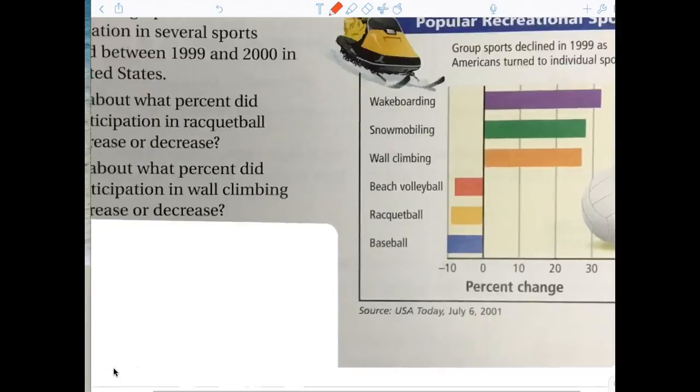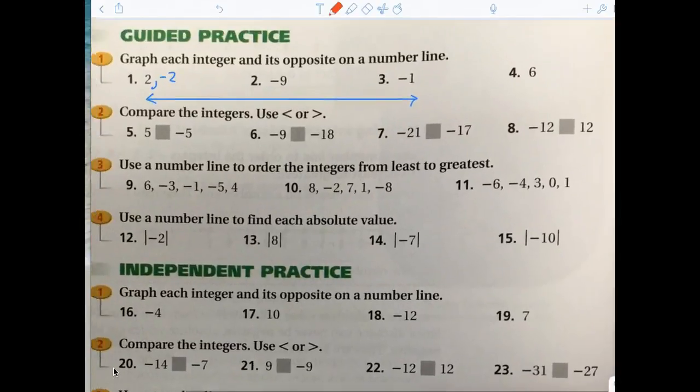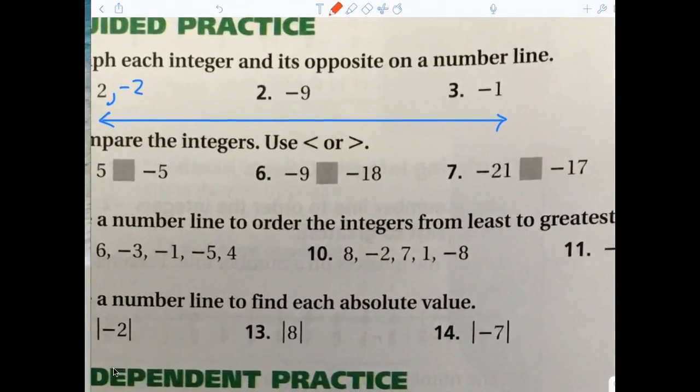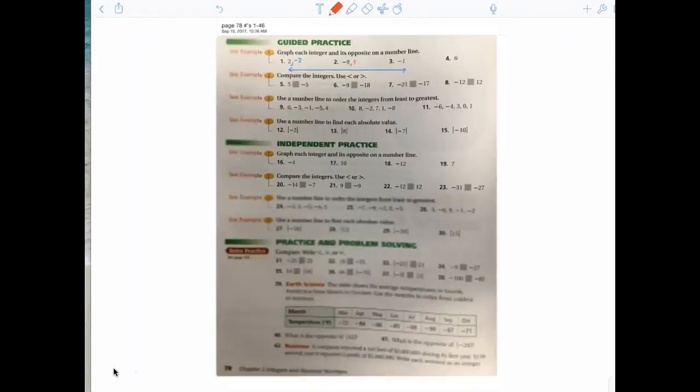All right, so now let's look back at question number 2. So I'm graphing what? -9 and 9. Now, why is that obnoxious? Yeah, you got to go all the way to 9 and -9. That's why I didn't want you to do a new number line for each problem. Is everybody with me on this? Yeah. All right, so now I'm going to go back to my number line.